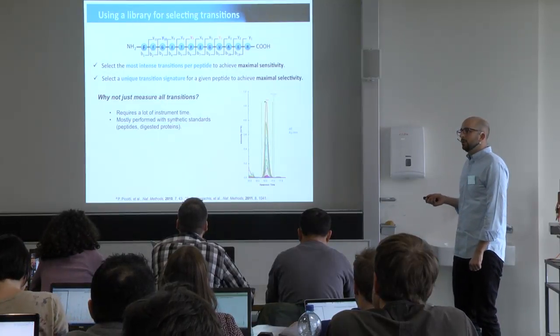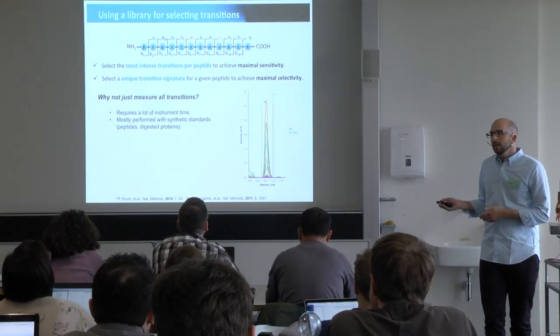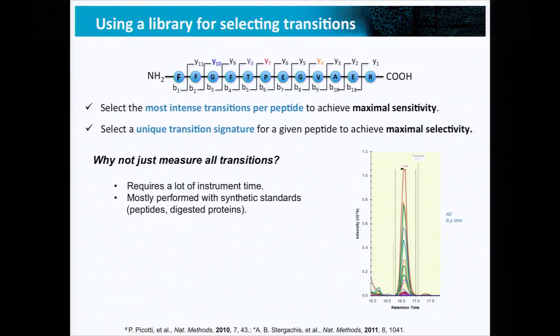So why not measure all the transitions? That's actually a viable thing that you can do and was done in the past quite often. You could take a lot of instrument time and just measure all possible transitions for your peptides of interest, and then just select from the chromatograms a set of the most intense transitions. So in this case, it would be the most intense peaks.